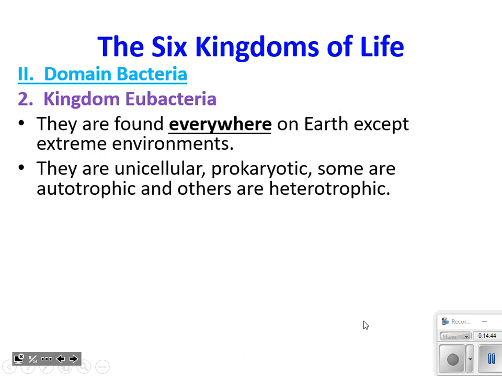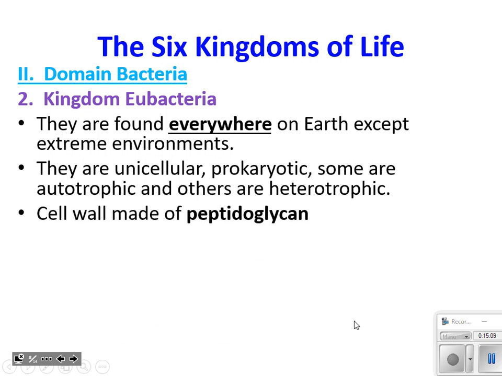They are unicellular, so bacteria is single cell, prokaryotic. Once again, they can be autotrophic or heterotrophic. So they can make their own food, or they cannot make their own food. But they are definitely prokaryotes. They're definitely single celled.